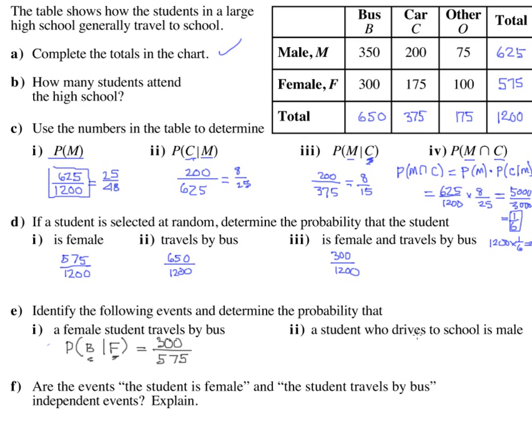I think that because this one is phrased a little more clearly and says, okay, we have a student, they drive to school. What's the chance that they're male? So now looking at the car column, we have 375 students who drive to school. We're trying to find this. What is the probability, given that we have a student who takes a car to school, that they're male? We already found this in part C, but pretend you didn't notice that. So the number of students who drive is 375. And out of those students, just the car students, the number of males is 200.